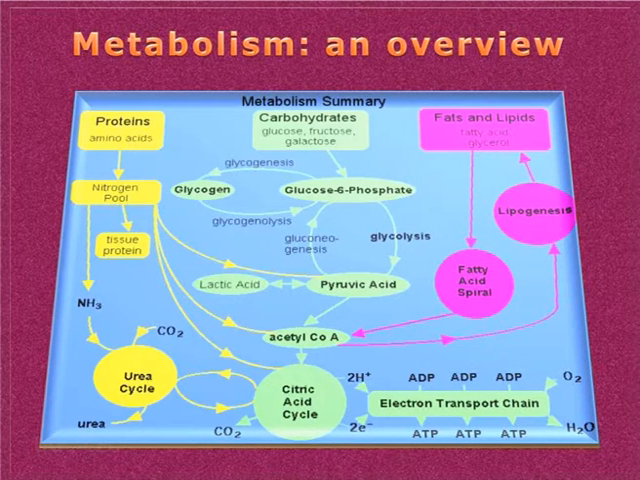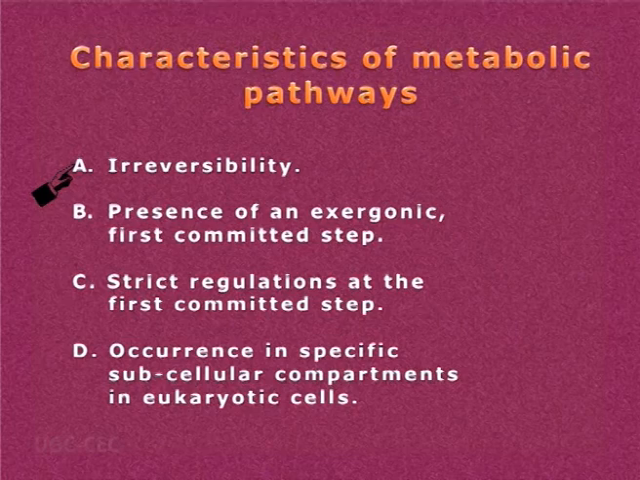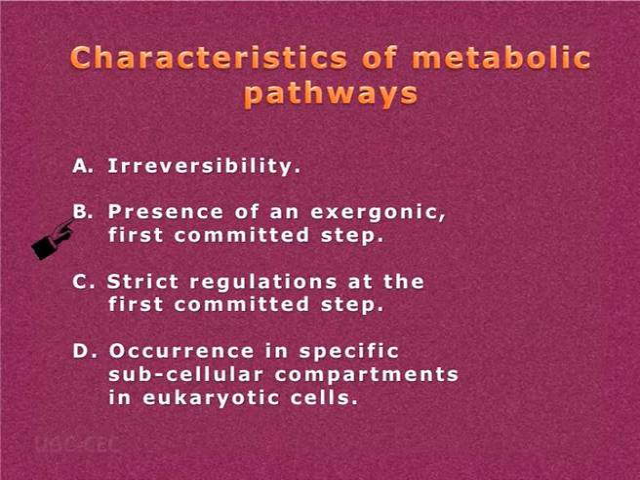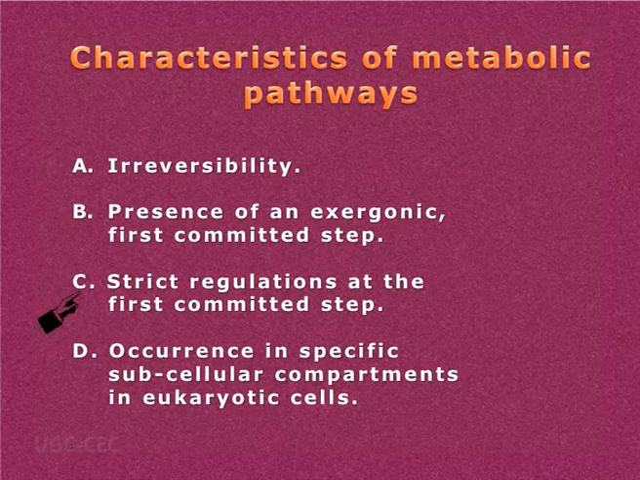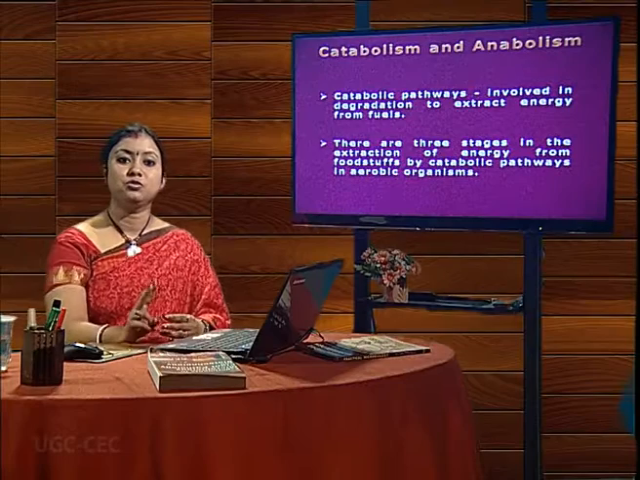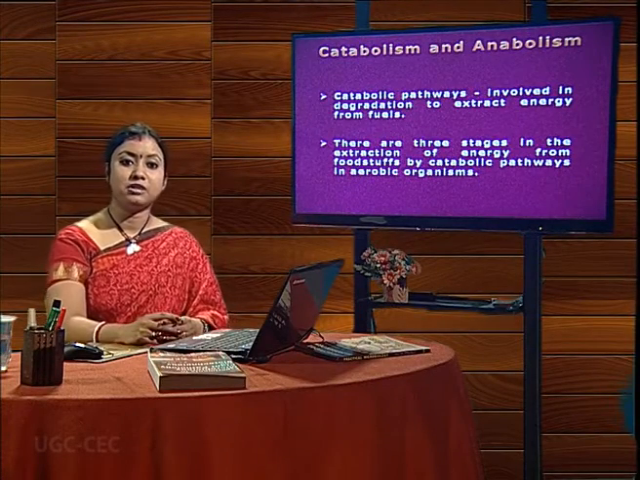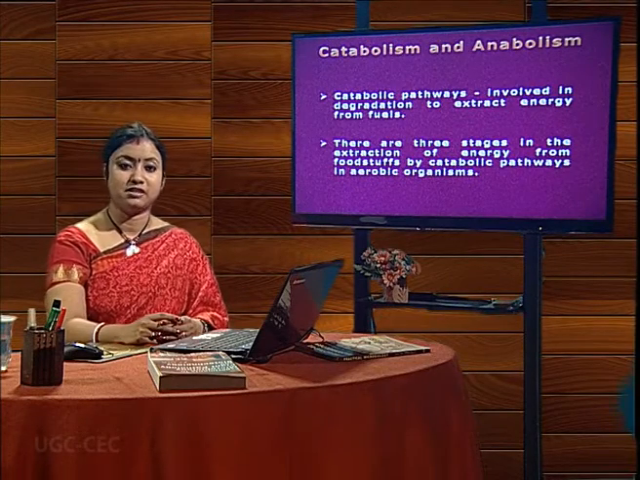and they ultimately converge into a common intermediate called acetyl-CoA. Acetyl-CoA is then further metabolized to carbon dioxide and water, and the free energy released is conserved in the form of ATP, which is the energy currency of the cell. Now there are four principal characteristics of metabolism: irreversibility, the presence of an exergonic first committed step, strict regulation at that step, and compartmentalization. Now metabolism can be categorized into two pathways. One is catabolic pathway and another is anabolic pathway.